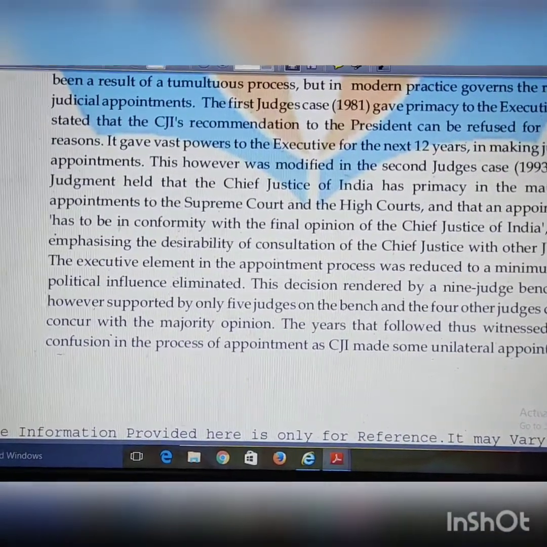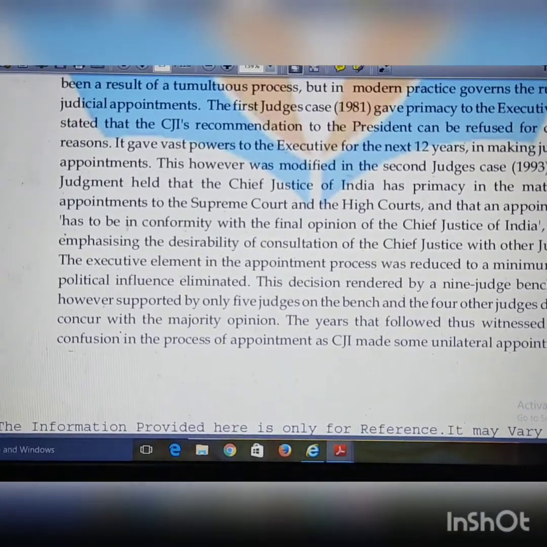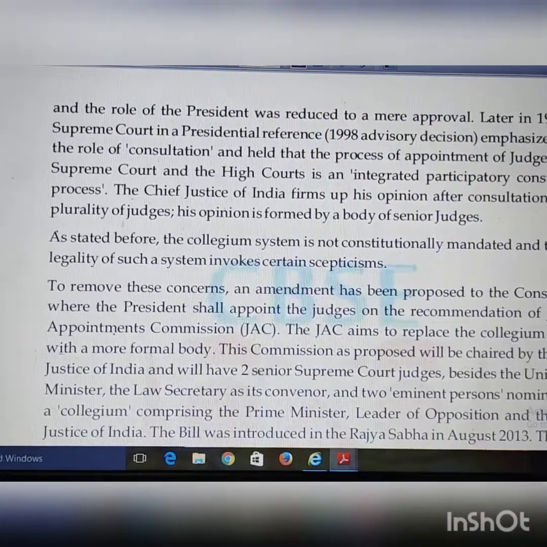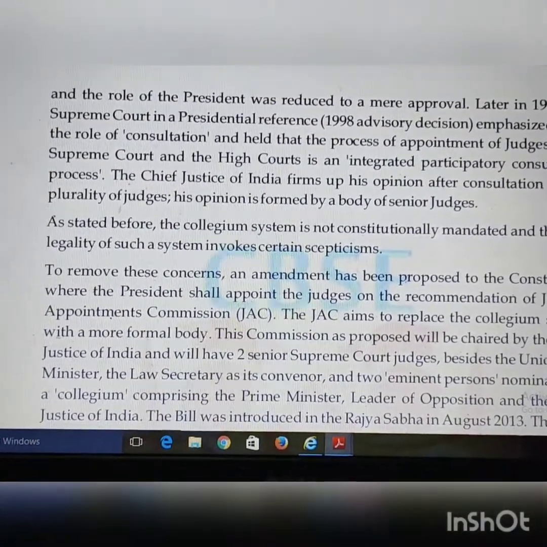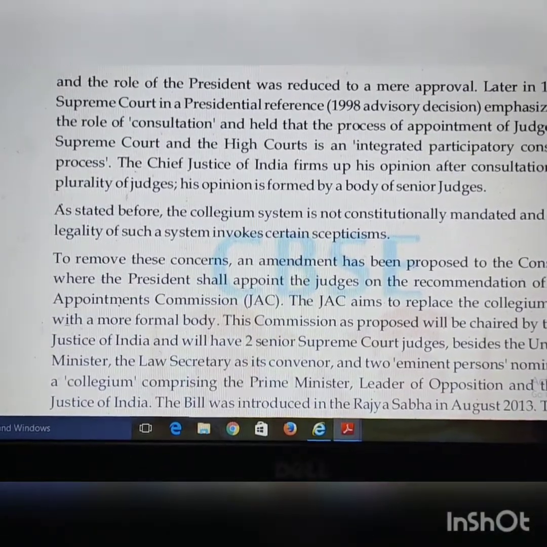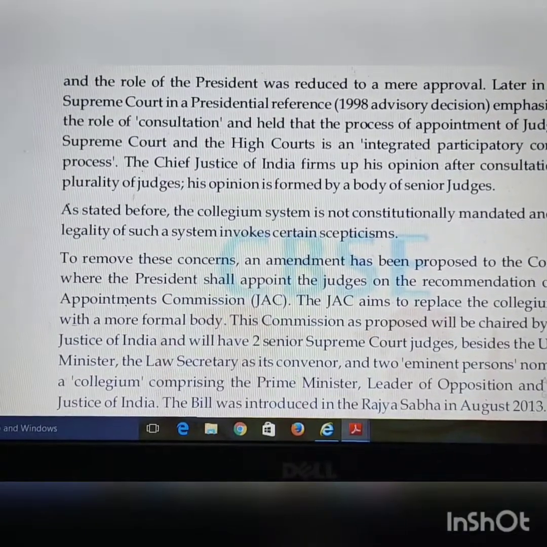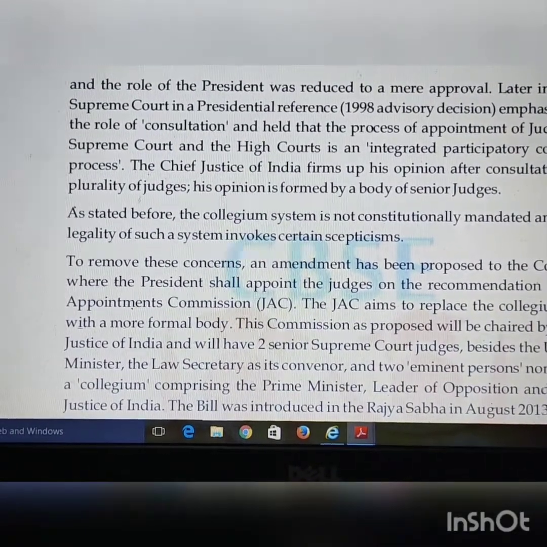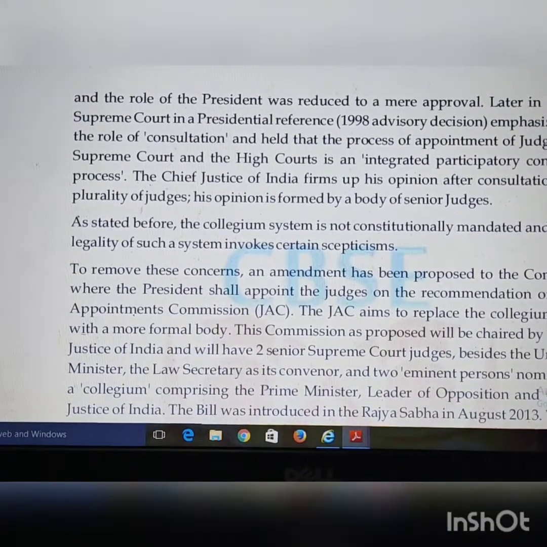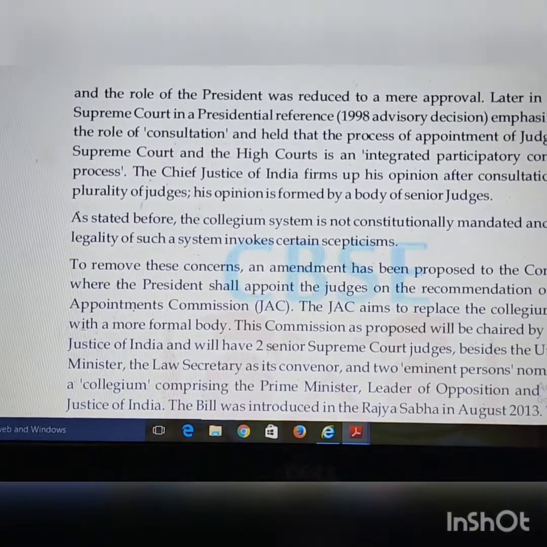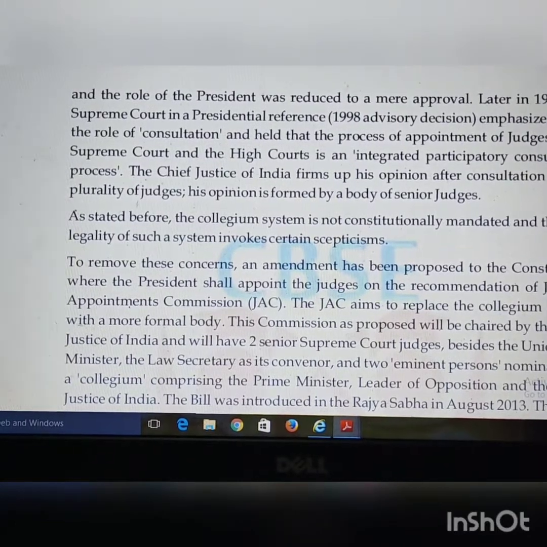The years that followed witnessed some confusion in the process of appointment, as the CJI made some unilateral appointments, and the role of the president was reduced to a mere approval. That means only and only the decision was taken by the CJI. There was no consultation with other judges, and the president को फाइल तभी दी जाती थी when it was just to sign. ठीक है, प्रेसिडेंट को बस इतना बोला जाता था कि हमने सब कुछ कर दिया, अब बस इसमें साइन कर दो और काम ख़त्म करो. So the president was just for signing that appointment letter, nothing else.